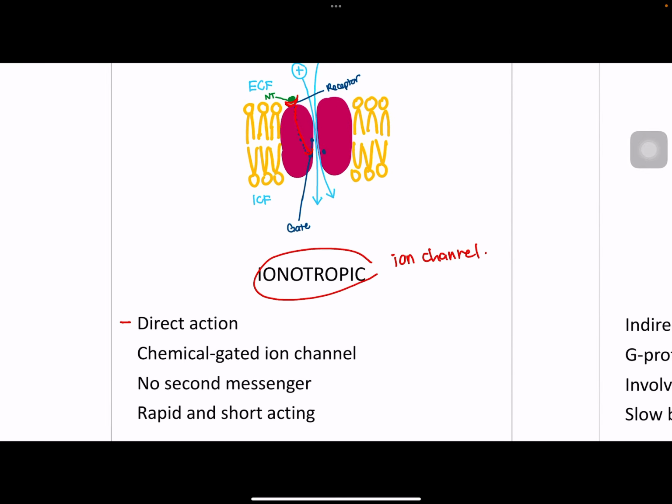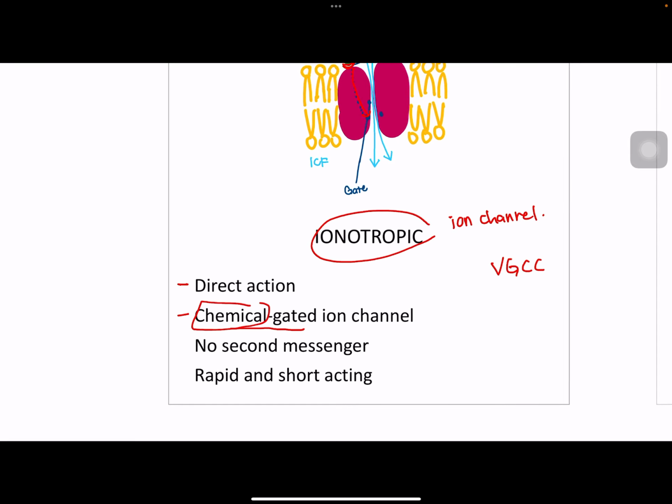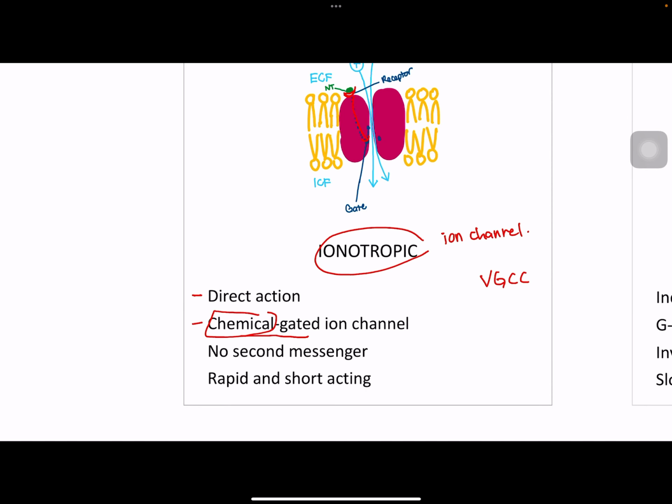Why chemical gated? Remember when we talked about the chemical synapse, we talked about the VGCC, voltage gated calcium channel. This calcium channel only opens when there are changes in the voltage or the membrane potential of the neuron. But the chemical gated ion channel opens when a chemical binds to the receptor. In this case, the neurotransmitter binds to the receptors.